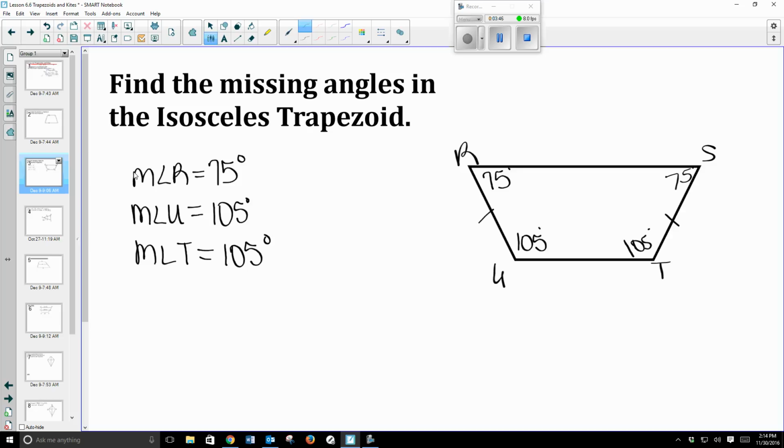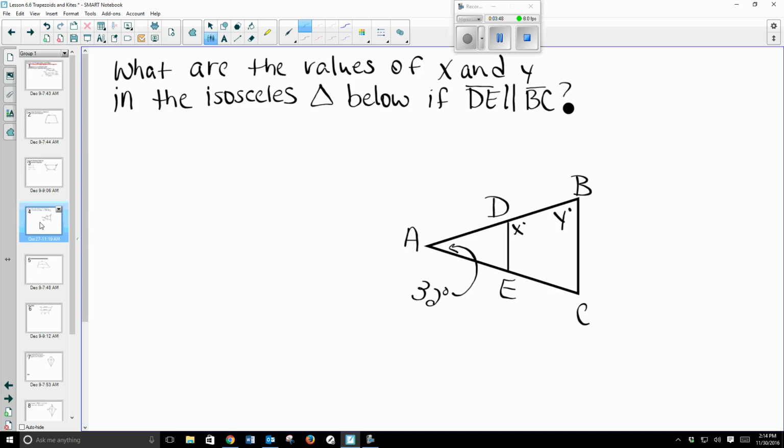Then we have an isosceles triangle, and if you put a parallel line in that triangle, make it parallel to one of the sides of the triangle, you have an isosceles trapezoid. So AB is congruent to AC since it is an isosceles triangle, but DB is also congruent to EC. If we know that the vertex angle is 32 degrees, and we're trying to find X and Y, let's first look at just the triangle.